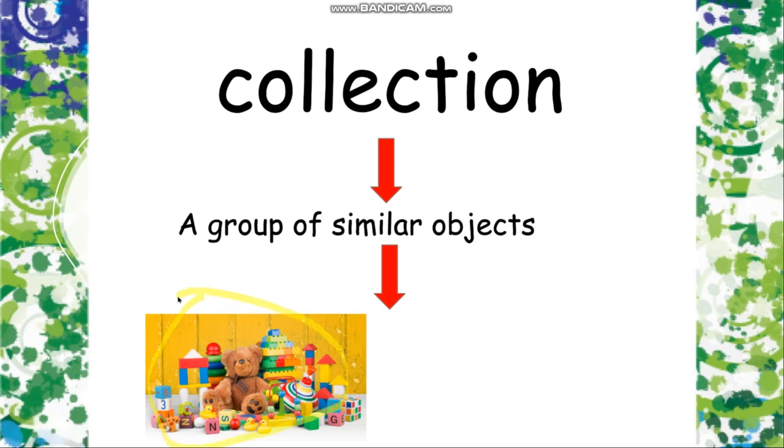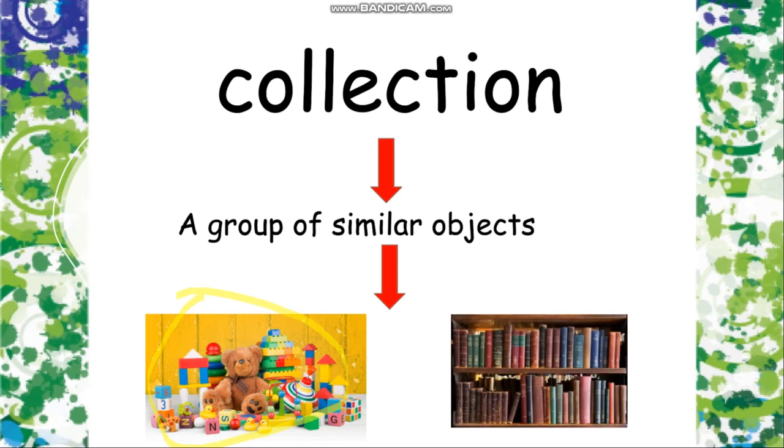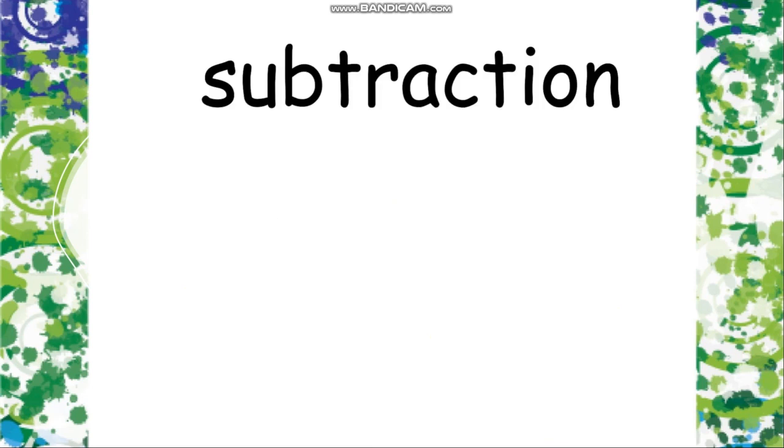तो ये किसका collection हो गया? Toys का collection. Similarly, when you are keeping your books at one place, this is called a collection of books. So did you understand the meaning of collection? It is a group of similar objects. ऐसे objects जो same हो. Okay. Now let us see the next word.